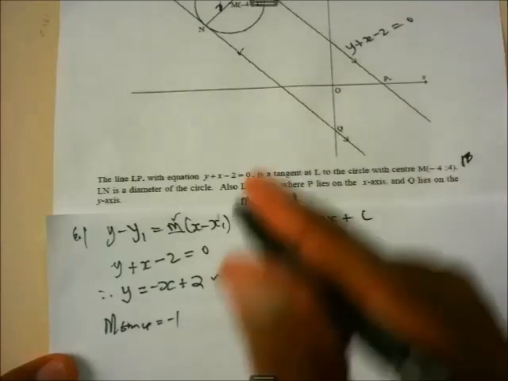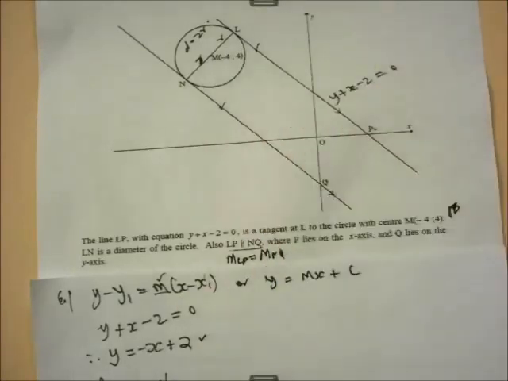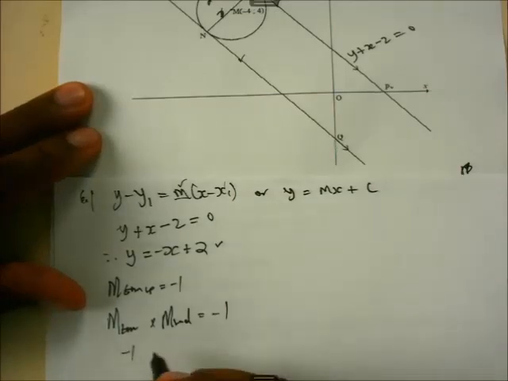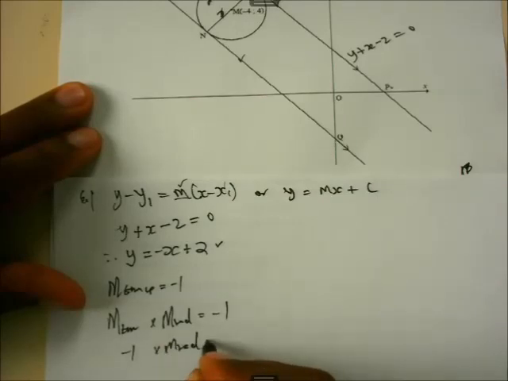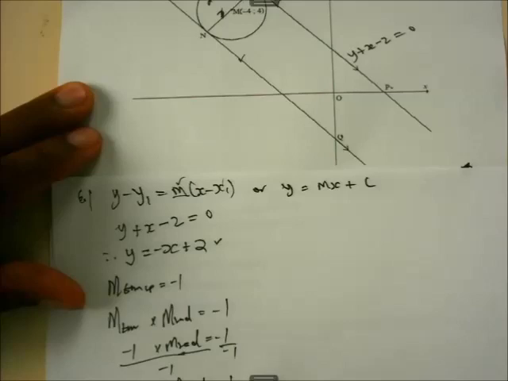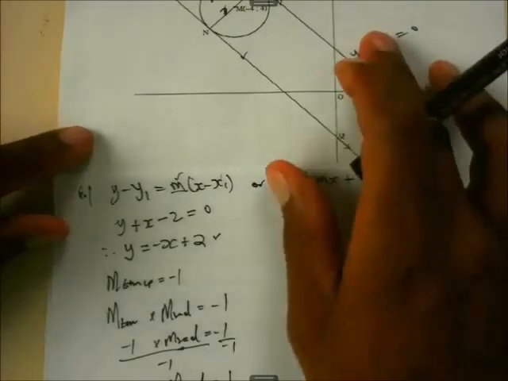Now, if we have to find the gradient of the radius, what is it that we're going to do? Because the tangent is perpendicular to the radius, we know that m tangent multiplied by m radius is equal to -1. Therefore, our tangent there is -1. Then we multiply by the radius gradient, and then divide both sides by -1. Therefore, m radius here is equal to positive 1. It is very important always to remember that the tangent is perpendicular to the radius.